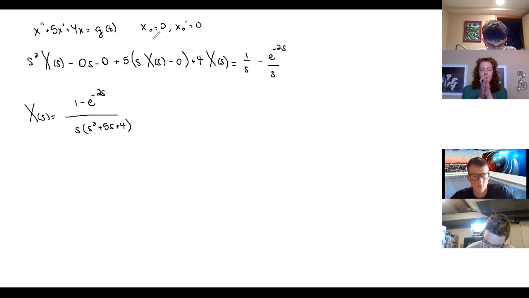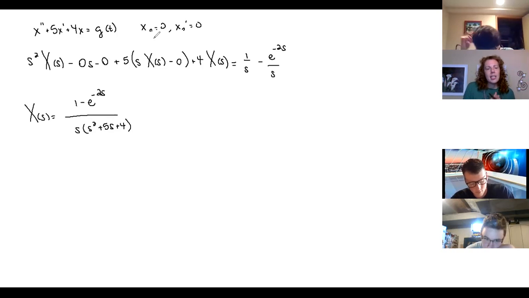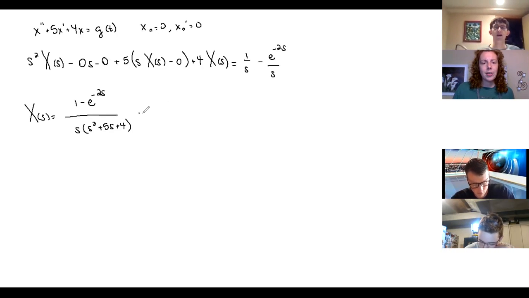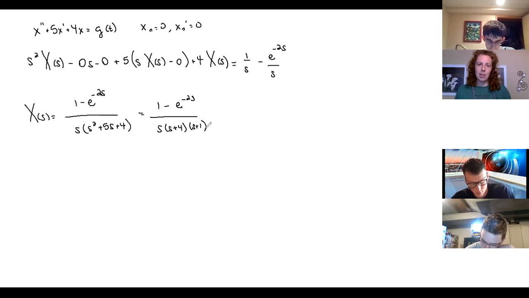So I'm going to make those into one fraction and put everything over a common denominator. 1 minus e to the negative 2s over s times s squared plus 5s plus 4. And then that denominator factors, so we can do 1 minus e to the negative 2s over s plus 4, s plus 1.